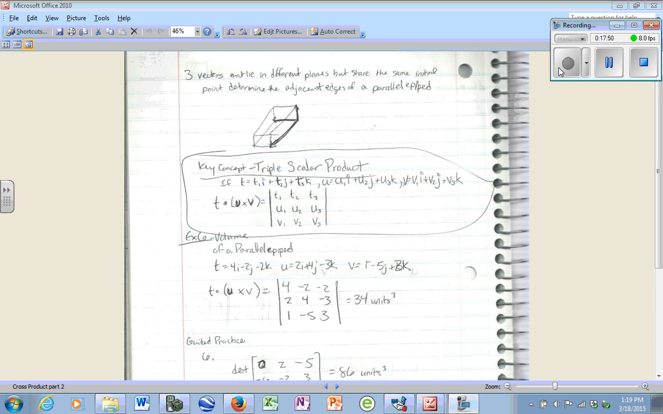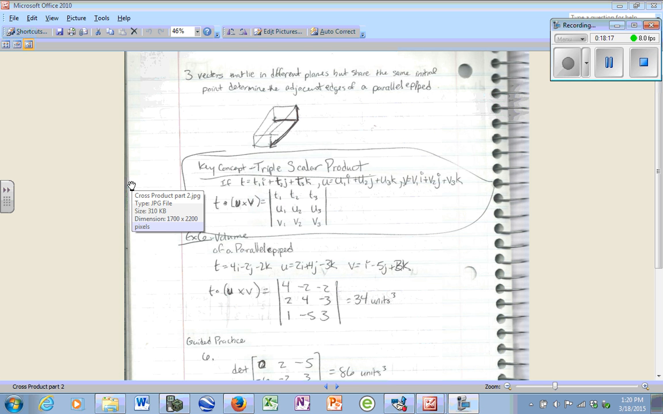So just like we did the area using the cross product, now we use the cross product and the dot product together to find the volume of an object like this. If we knew what the length of the edges were, if they were represented as vectors, we could find the whole vector space, three-dimensional. So the concept here is the triple scalar product. Look how easy this is.